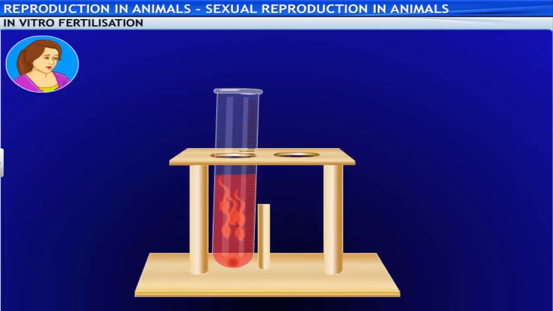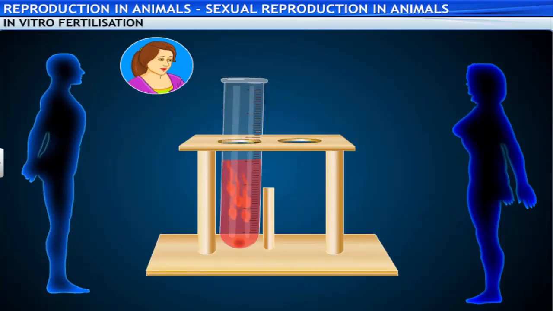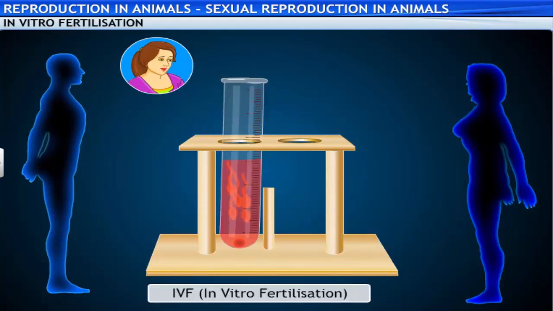Well, actually, this problem is solved through a process called in vitro fertilization. In such cases, doctors collect freshly released egg and sperms from the male and the female body and keep them together in a test tube for a few hours in the laboratory. Fertilization takes place in the test tube. The fertilization that takes place outside the human body is called IVF, or in vitro fertilization.